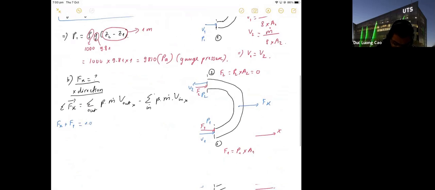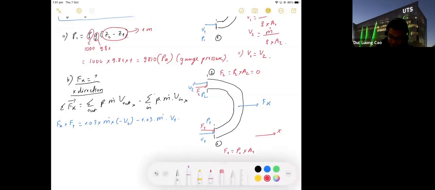1.03 times mass flow rate, V out x is V2x. But V2 is in from right to left, so this one is minus V2, because V2 is from right to left and x is from left to right. Okay, minus 1.03 mass flow rate, V in x of V1 from left to right, so this one is V1.